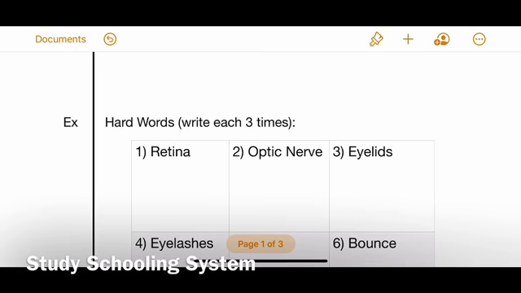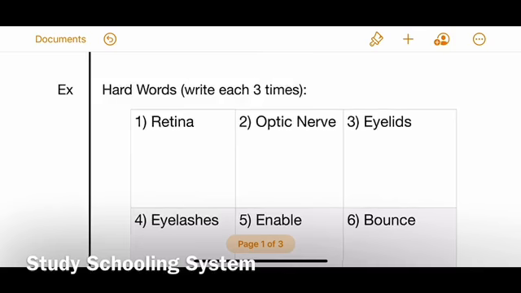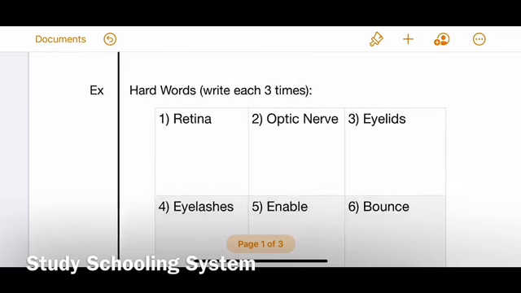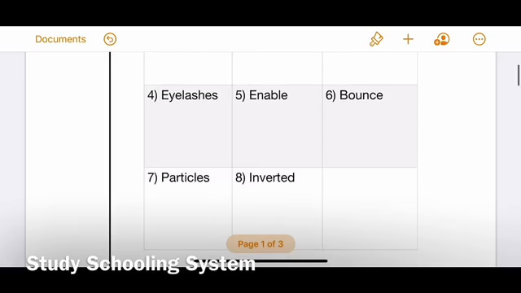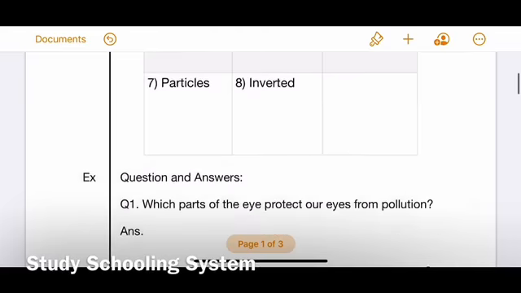Time for a classwork and exercises. Your first exercise is always hard words. You have to write each word 3 times. I've told you all of these 8 hard words. Number 1, retina, then optic nerve, eyelids, eyelashes, enable, bounce, particles, and inverted. Make sure to write these 3 times.